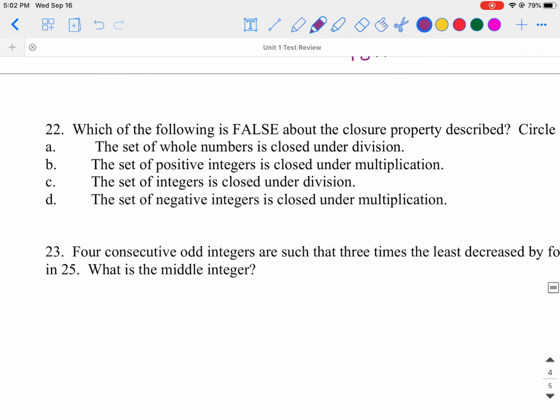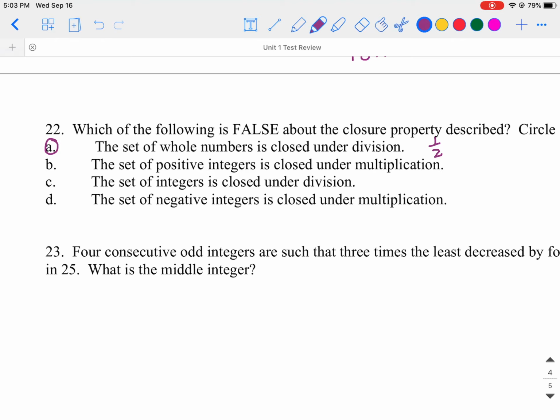Alright, we got to figure out which ones are false. The set of whole numbers is closed under division. That is false because if you divide, you can get a fraction, like 1 over 2. The set of positive integers is closed under multiplication. That is true, because every time you multiply 2 positive integers, it's still a positive integer.